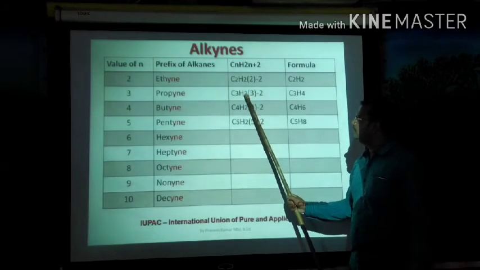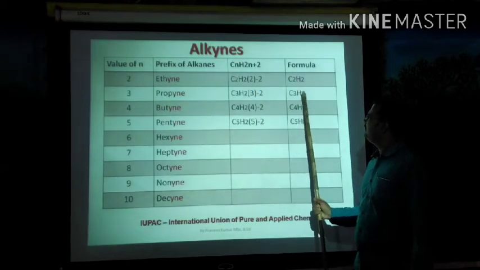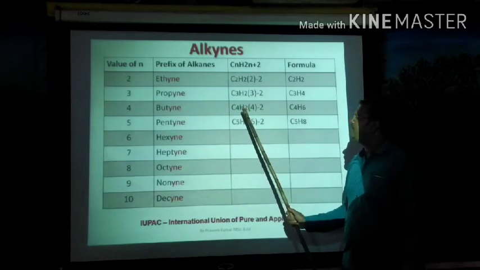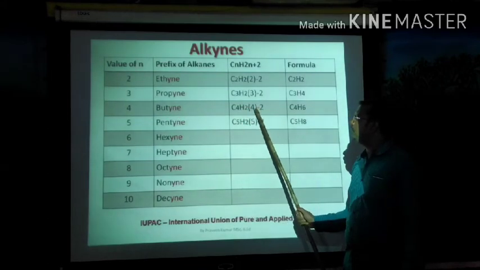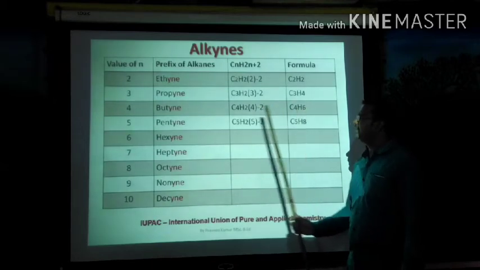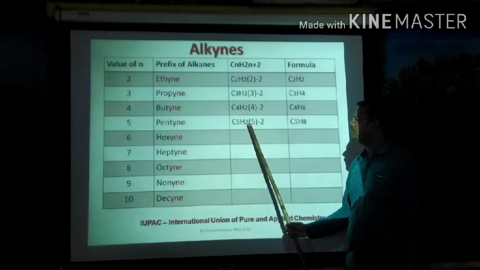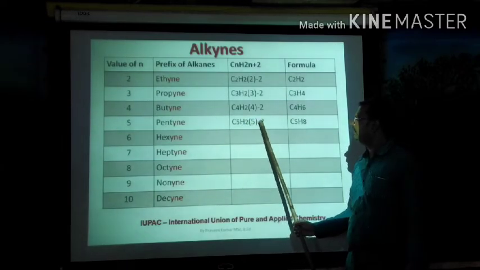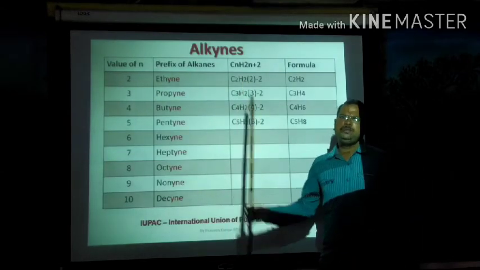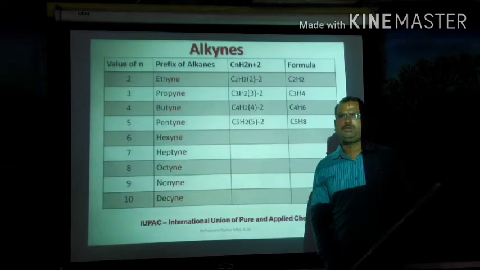It becomes H6 minus 2, so C3H4. Butyne indicates 4: C4H2 into 4, 8 minus 2, it is 6. C4H6. Same way, pentyne C5H2 into 5, 10, 10 minus 2, 8, C5H8. So this is about alkynes. The remaining you need to fill up. This is also one more homework for you.